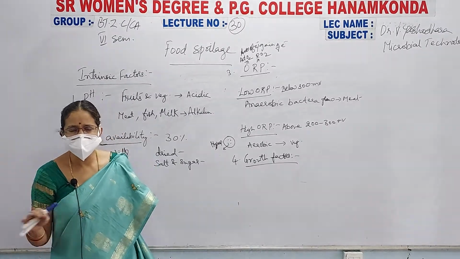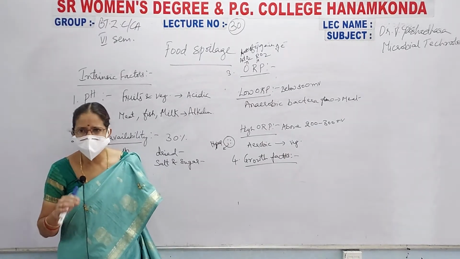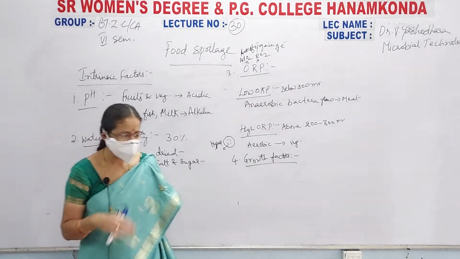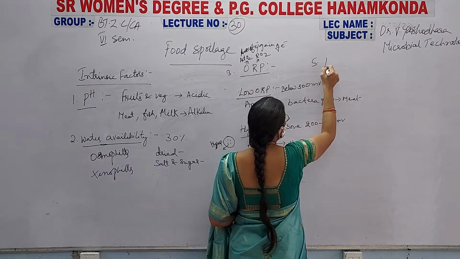The food gets spoiled if there is a free availability of these growth factors or growth nutrients. Next, coming to the physical structure. Fifth one is physical structure.